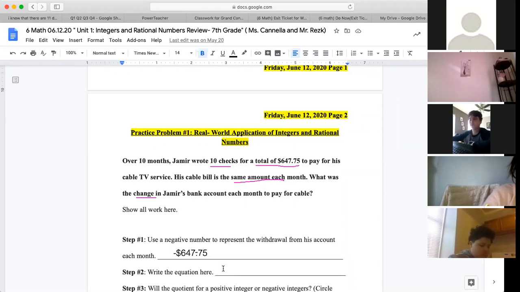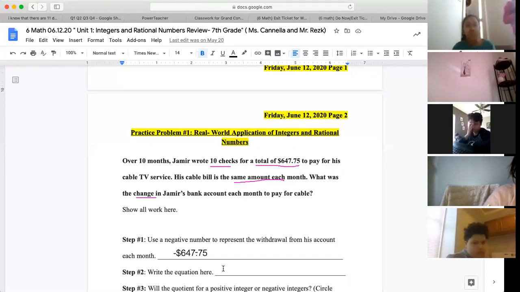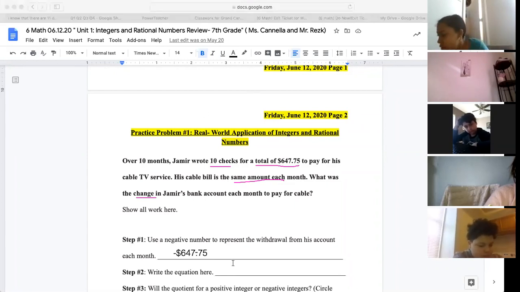I put 10m on my paper. Equals how much money? 10m, or any variable you want. You can make it WK, whatever you want, just not X. 10m equals how much is the checks? 647.75. Right. So you're going to write 10m on number 2.